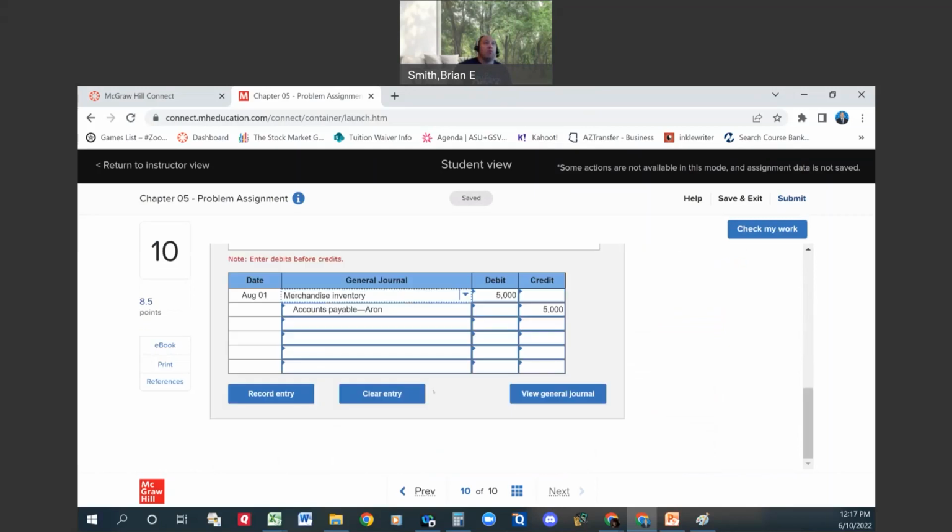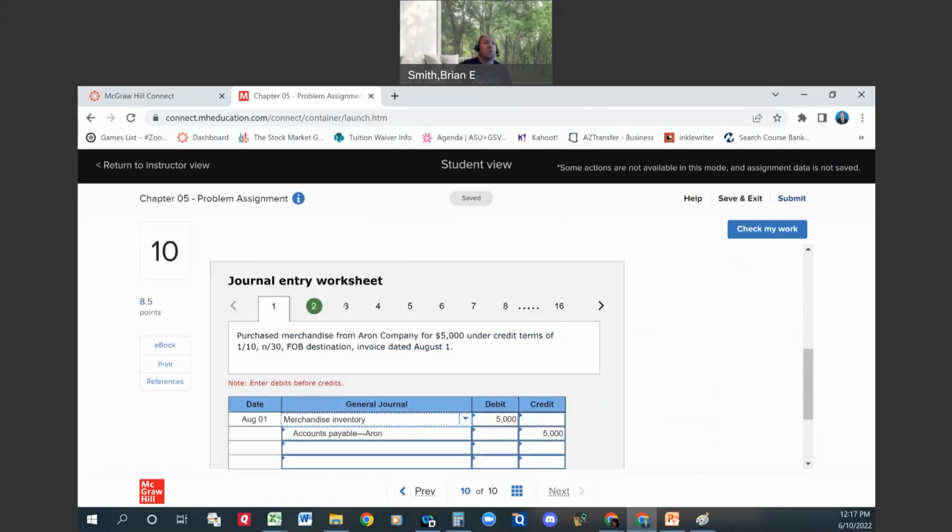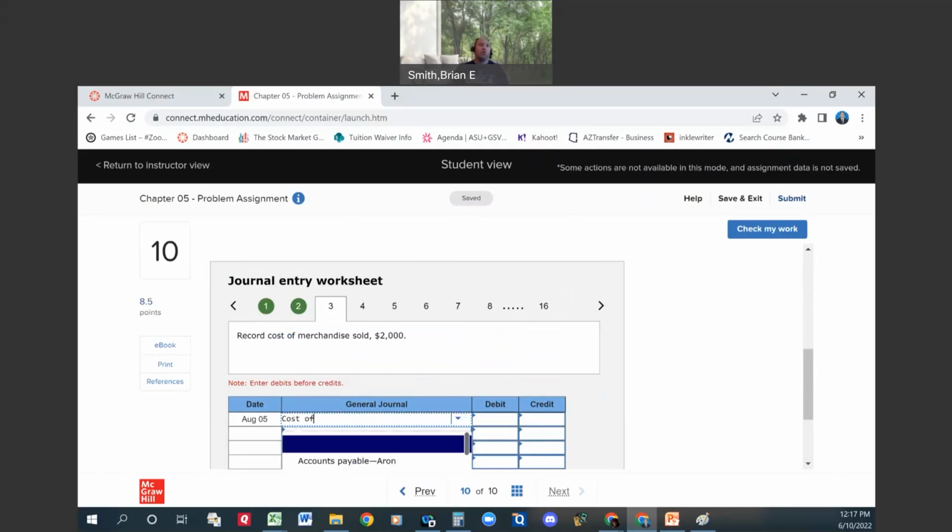Let's go to problem 3. Recorded cost of merchandise sold of $2,000. So this is still dealing with the Baird company that we just did. So we're going to do cost of goods sold for 2,000. And then we're going to credit merchandise inventory for 2,000. Next.